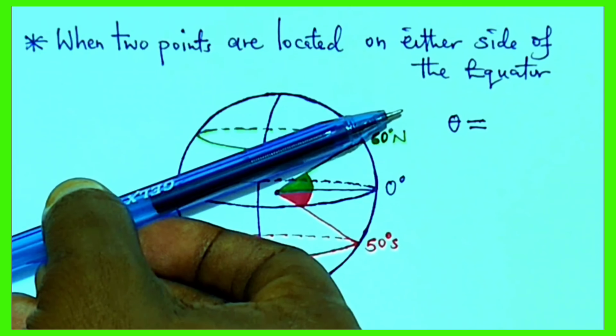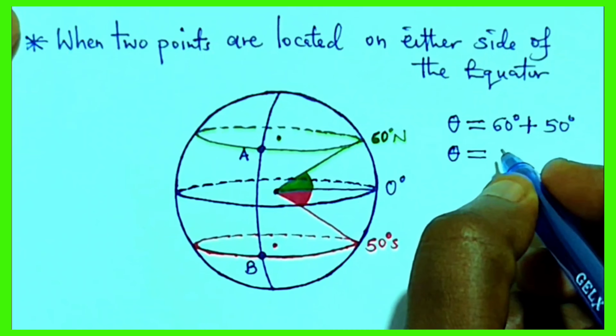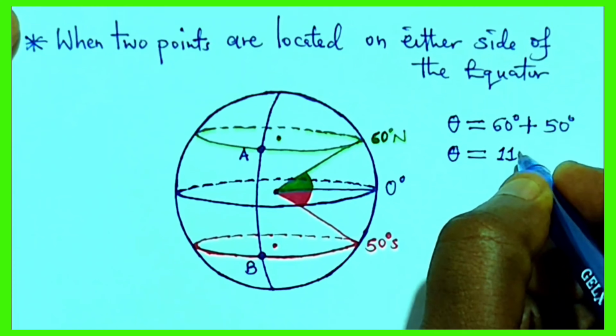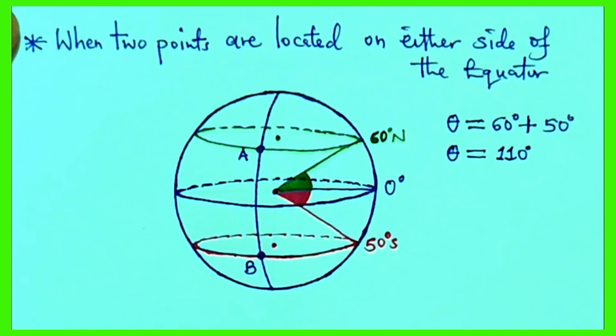So in total here we are going to find theta, to represent the latitude difference between those 2 points, to be equal to 110 degrees.